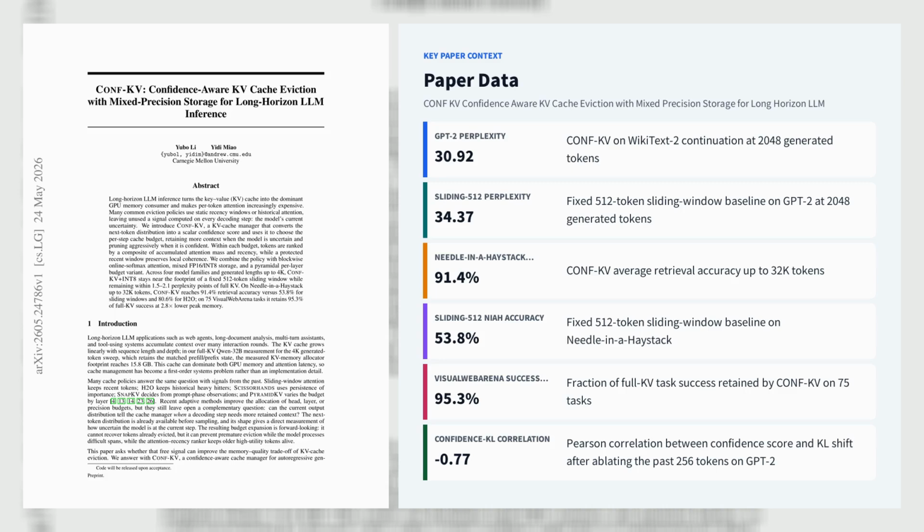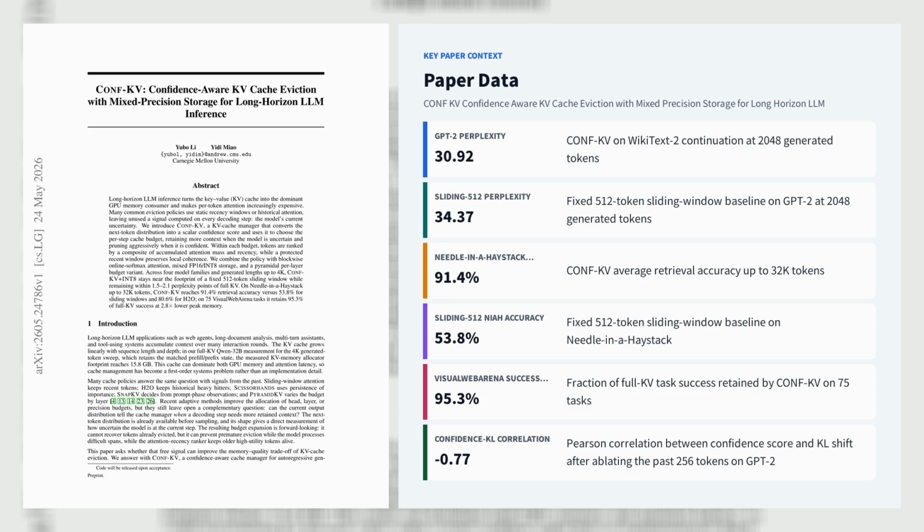Let's explore the first paper, ConfKV: Confidence-Aware KV Cache Eviction with Mixed-Precision Storage for Long-Horizon LLMs. ConfKV is a training-free KV cache manager for long-horizon LLM inference that uses the target model's own next token distribution as a real-time confidence signal to decide when to keep the cache budget tight or loose. It then ranks tokens by a mixture of EMA attention mass and recency while protecting the newest context. The system is paired with blockwise online softmax attention, contiguous cache compaction, and mixed FP16, INT8 storage, and its pyramidal variant, ConfKV-L, further allocates smaller budgets in deeper layers.